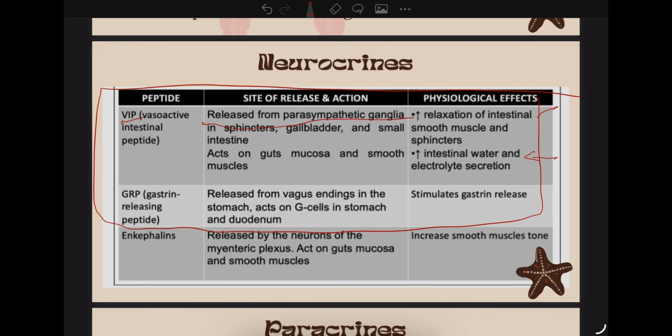These two, we will be talking more about later in other lectures. So, inshallah, it's very easy to remember. Now, this one is very self-explanatory. Gastrin-releasing peptide. Neurocrine, so it's released from vagus endings. And from the name, gastrin-releasing peptide, what does it do? Stimulates gastrin release. I mean, it's clear.